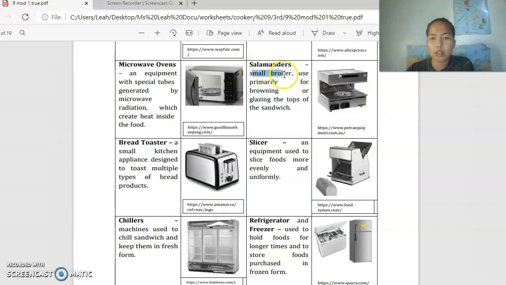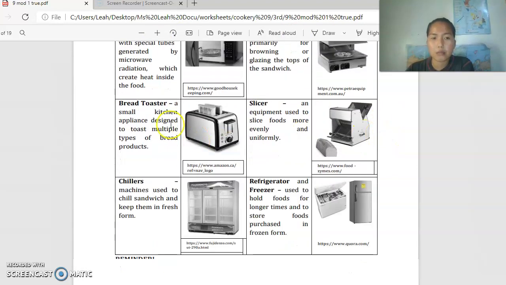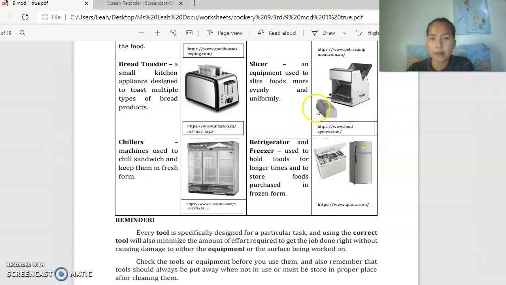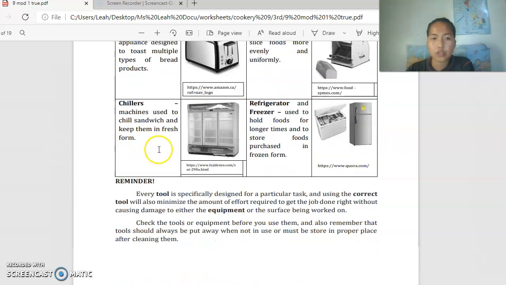Just like a small broiler, similar po ni sila. Next is a bread toaster. They used to toast the bread. Slicer used to slice food more evenly and uniformly. For example, slicing loaf bread. So you can use slicer. Chiller used to chill sandwich to keep them fresh. Then we have refrigerator here.